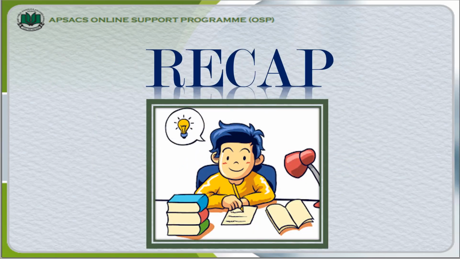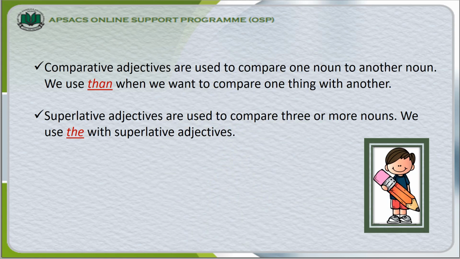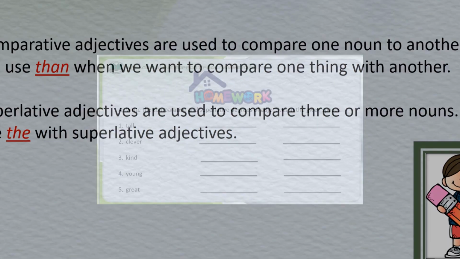Okay students, let's take a recap of what we have learned today. Comparative adjectives are used to compare one noun to another noun. We use than when we want to compare one thing with another. Superlative adjectives are used to compare three or more nouns. We use the with superlative adjectives.